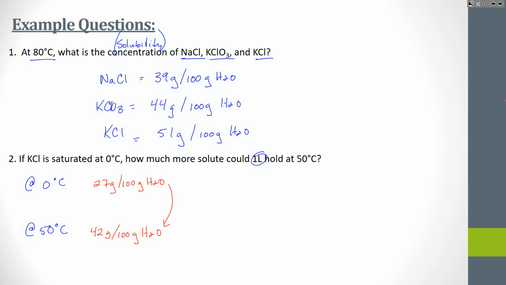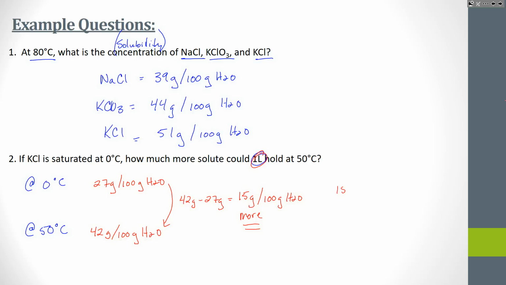So between these two things, 42 grams minus 27 grams will be 15 grams more per 100 grams of H2O. Now, we want to know how much more per liter, because that's what the question's asking. So now I know that 100 grams to make a liter, it's 10 times more, so it should be 10 times more mass. But not always will the numbers be so nice.